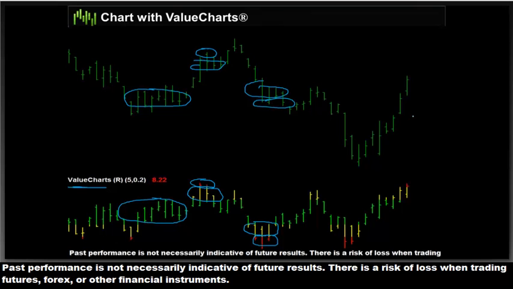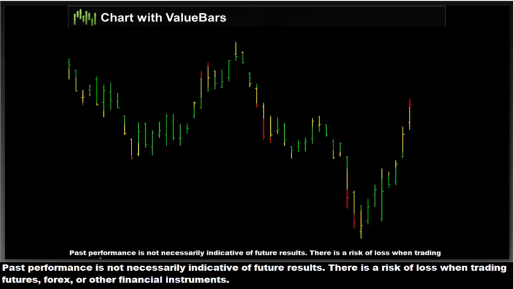Now, one thing to note is that you can see how it is somewhat inconvenient to watch both price and value at the same time, especially in fast-moving markets. So that's why Microquant developed ValueBars. What you can see again here is the standard open, high, low, close bar chart with the open left segment here, the close right segment here, and then the body of the bar connecting the high and the low price of that bar.